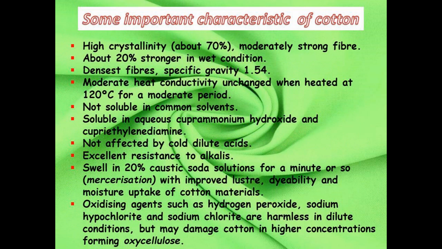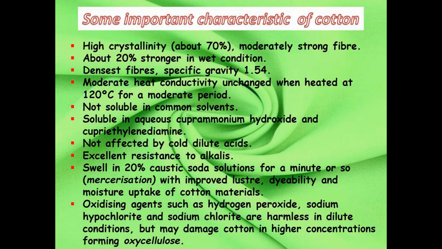Important characteristics of cotton. It has high crystallinity, about 70%, and is a moderately strong fiber. It is about 20% stronger when in wet condition. It is a dense fiber, having a specific gravity of 1.54. Moderate heat conductivity, unchanged when heated at 120 degrees for a moderate period. It is not soluble in common solvents. It is soluble in aqueous cuprammonium hydroxide and cupriethylene diamine.